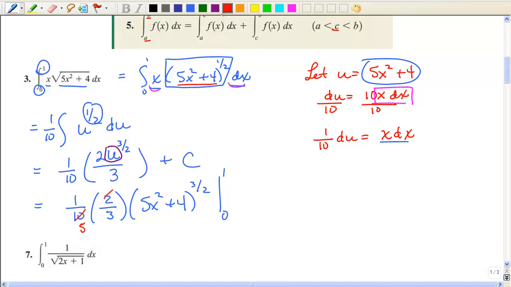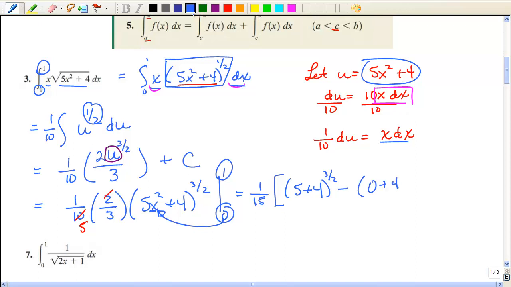2 goes into 10 5 times. So I've got 5 times 3, that's 15. I'm just going to leave that out in front. If I put a 1 in for x, I'm going to have 5 plus 4 to the 3/2 power. And then I'm going to put in 0 for x. Remember, we subtract that lower limit, so I'd have 0 plus 4 to the 3/2 power.